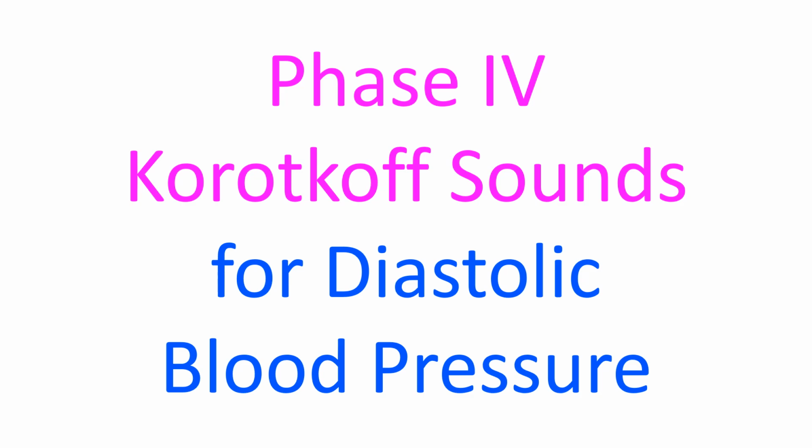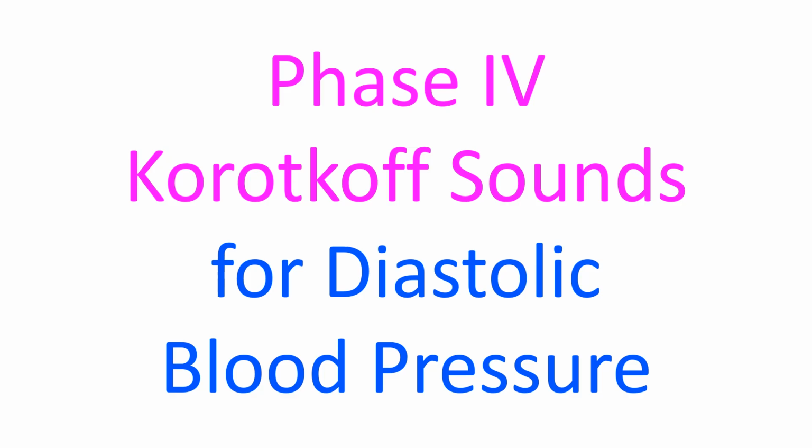What are the situations in which phase 4 of Korotkoff sounds are used to measure the diastolic blood pressure? Phase 4 diastolic pressure is measured in all hyperdynamic circulatory states, which include pregnancy, children, aortic regurgitation, thyrotoxicosis, anemia, and beriberi. Korotkoff sounds are divided into 5 phases, 1 to 5.